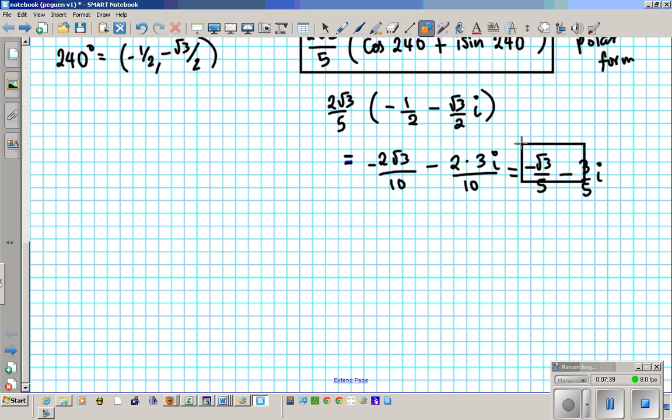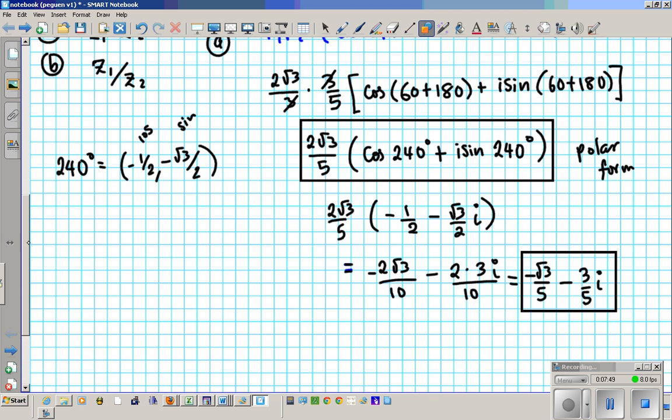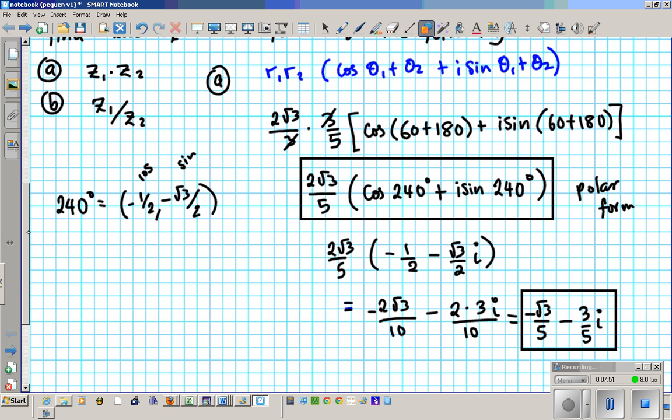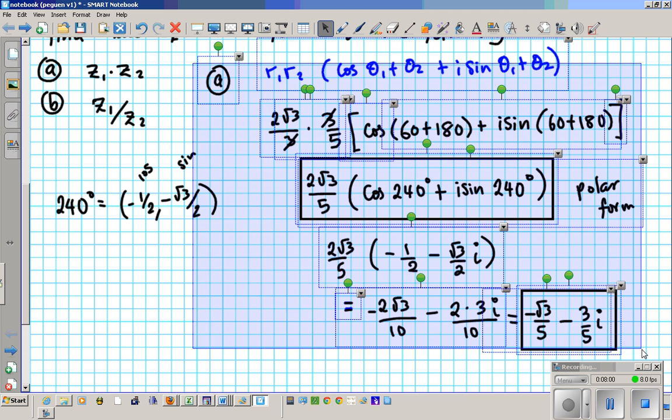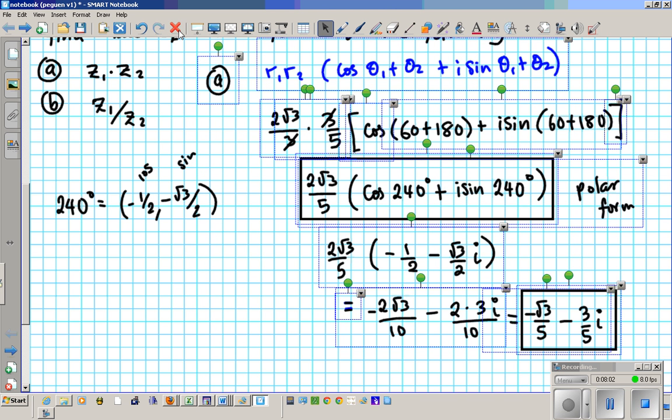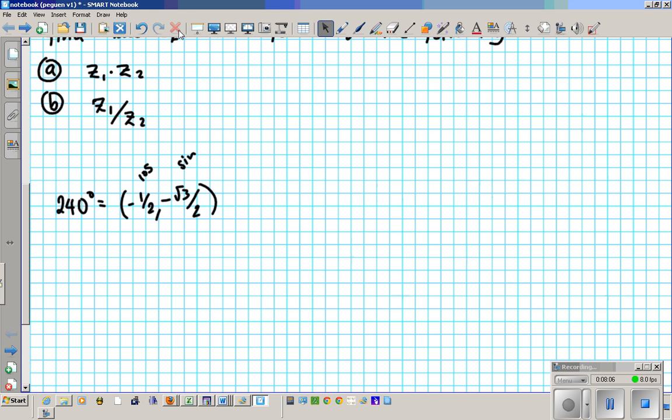Alright, now let's move on to take a look at the B part. The B part, we're asked to find Z1 over Z2. Okay, so let's look for what that is. I'm going to go ahead and delete these problems so I can make room for the next one. So what do we do when we are asked to divide?